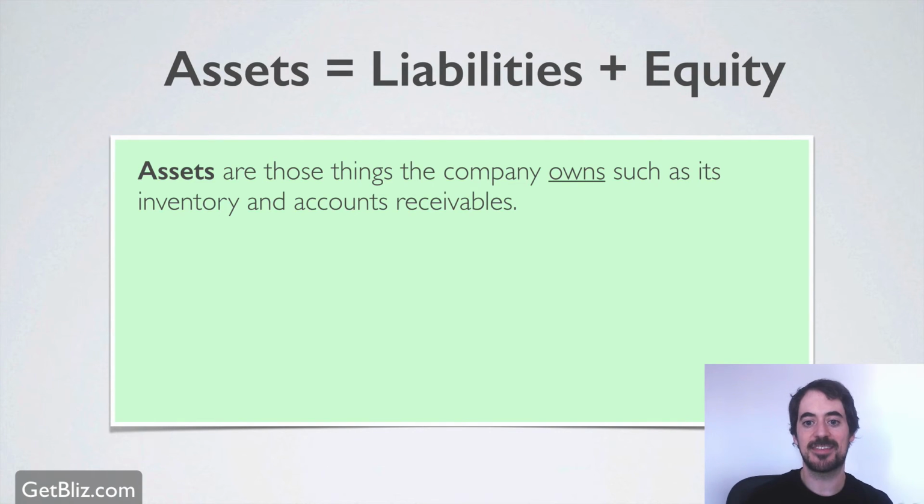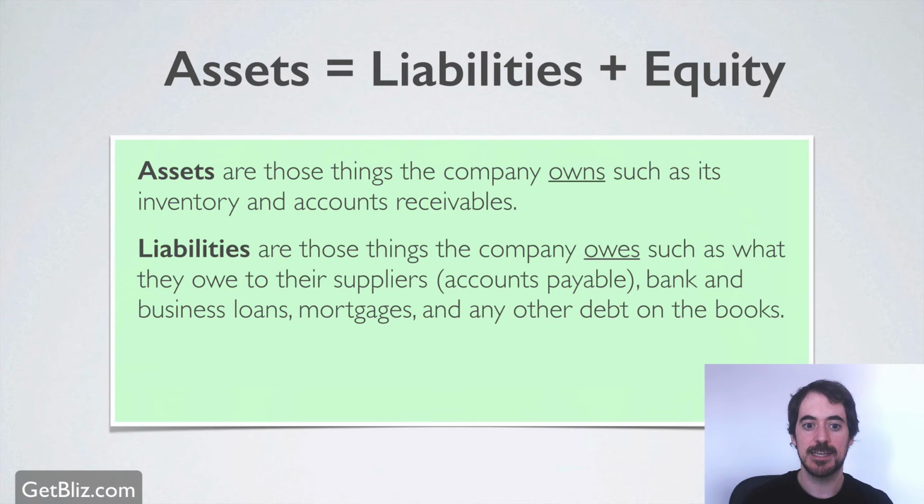Assets are those things the company owns, such as its inventory and accounts receivable. Before I said accounts receivable are part of your assets, not all your assets. Inventory, well, if you have a lot of product in your warehouse and you own it, that's part of your assets. Anything you own, physical or non-physical in the case of accounts receivable, are your assets.